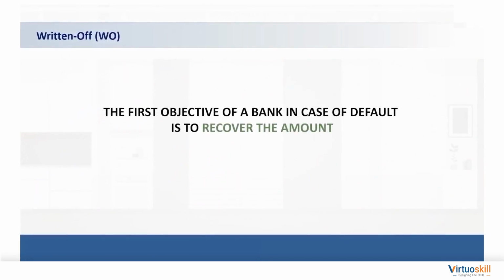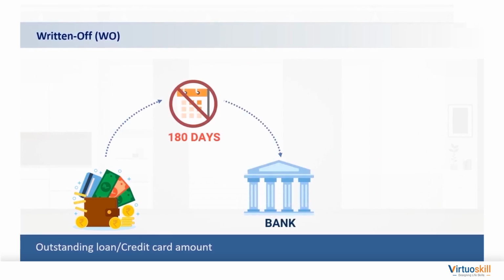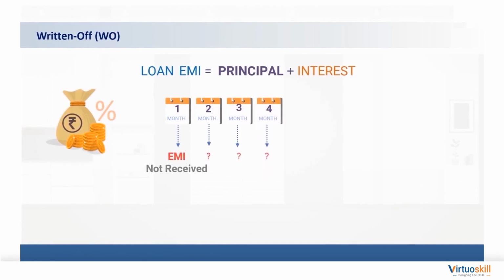Written off, WO. The first objective of a bank in case of default is to recover the amount. When payments against the outstanding loan or credit card amount have not been made for more than 180 days, the lender writes off the amount and reports this to the credit bureau. Banks cannot retain NPAs in their books of accounts forever. Therefore, this type of loans are written off in the accounts. In short, this means they are not carried forward.